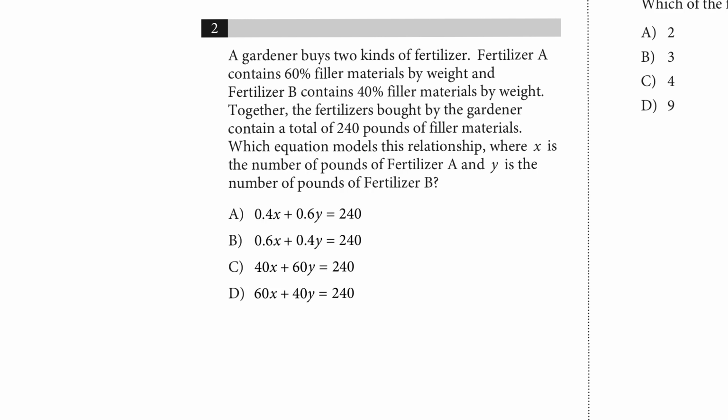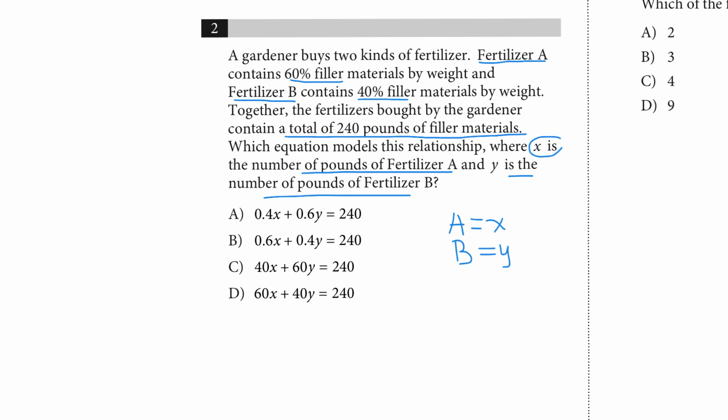Okay, problem number 2. A gardener buys two kinds of fertilizer. Fertilizer A contains 60% filler materials. So we have A here contains 60% filler materials. And then fertilizer B contains 40% by weight. Together, the fertilizers bought by the gardener contain a total of 240 pounds of filler materials. That's the total. Which equation models this relationship where X represents fertilizer A? So A is going to be represented by X, and then Y is the number of pounds of fertilizer B. So B is going to represent Y.